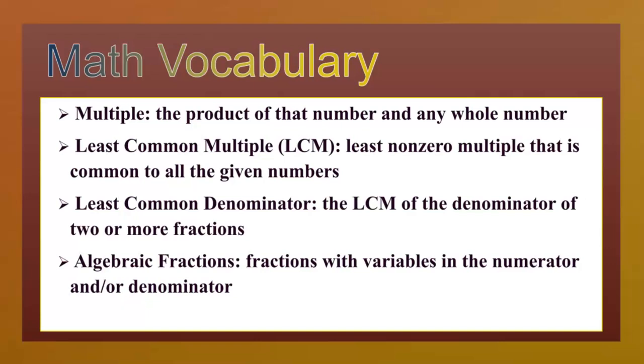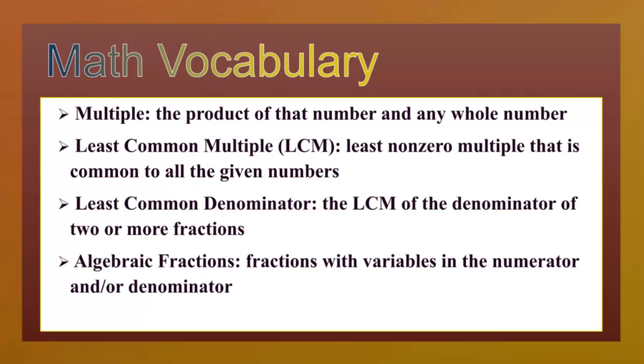The least common multiple, the LCM, is the least non-zero multiple that is common to all given numbers. So one way you can think about it is like if you're counting by fours, it'd be 4, 8, 12, 16. All of those numbers are multiples of 4. And so when you're trying to find the least common multiple, you're trying to find out what is the smallest number that all the numbers have in common.